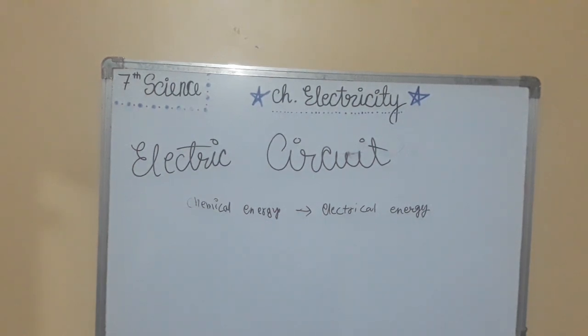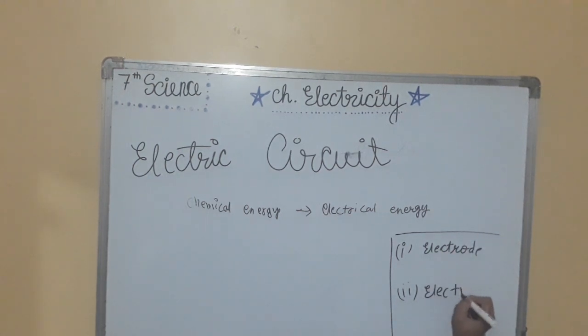Now, components of a cell. Every electric cell has two basic components. First is the electrode, and the second is the electrolyte. First, electrode. An electrode is a conductor through which current enters or leaves an electric device. Most electrodes are pieces of metal shaped into plates, rods, etc.